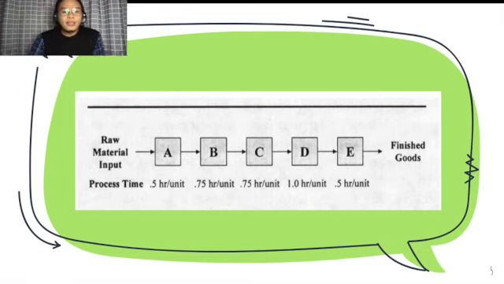Okay, so let's try to answer the question. What is the total number of hours required to process a product in this simple illustration? So what would be the best answer? So the answer is 3.5 hours. So all in all, in this manufacturing system, if they made a unit of this product, it will take around 3.5 hours.